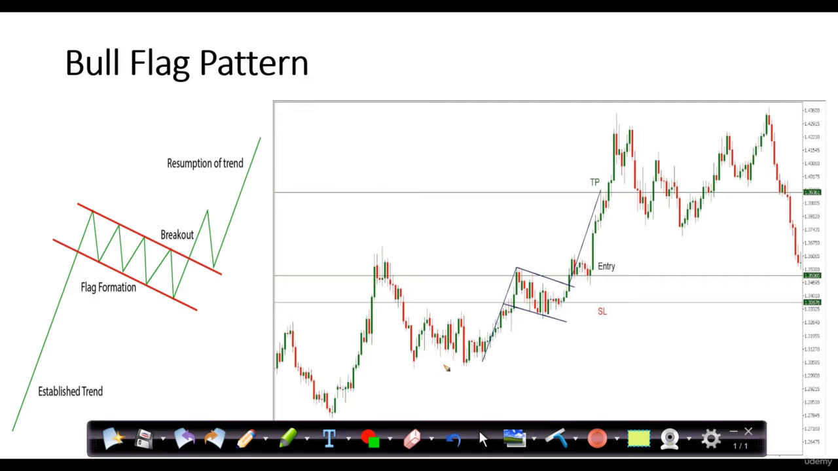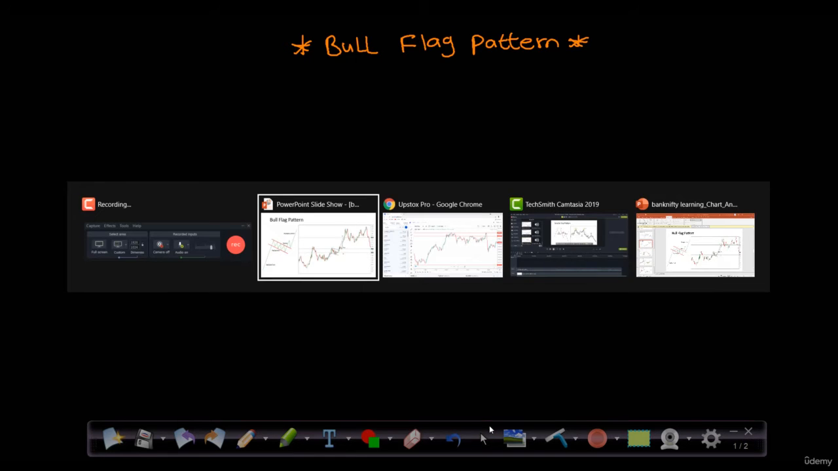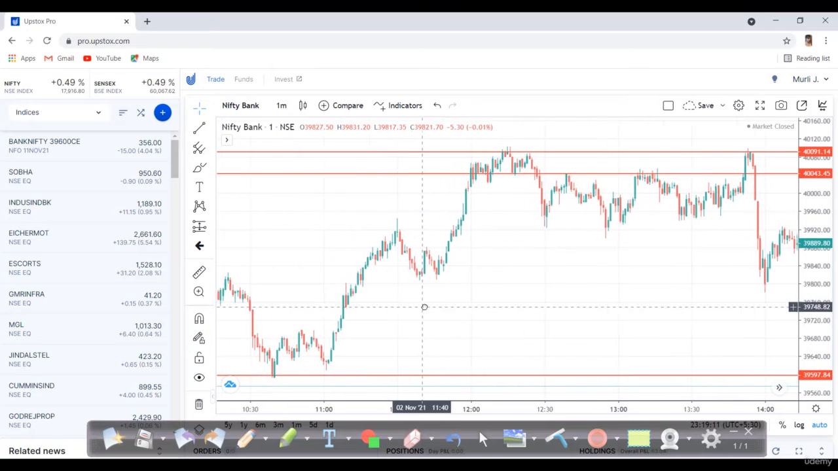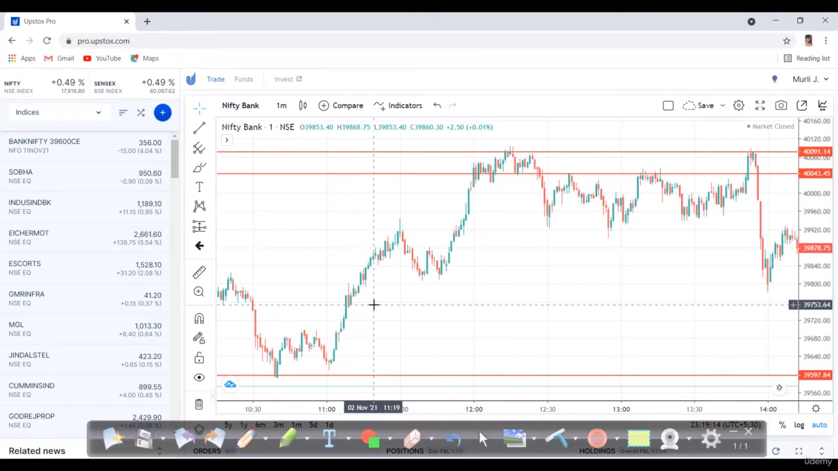Let's take an example from the chart itself. Just a minute, I am quickly changing to the chart. Now if you see the chart here, it requires lots of observation. Again I am telling you. Now if you see the chart, we can see the bull flag pattern, but I am pretty sure you are not able to find it, so I will mark it for you.